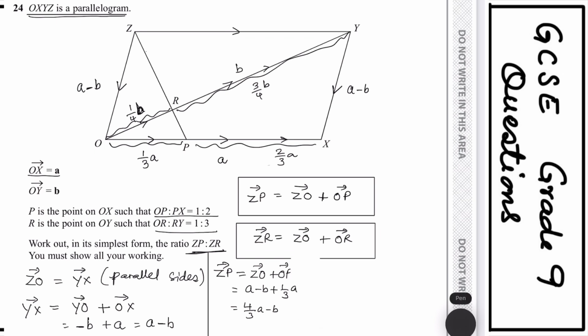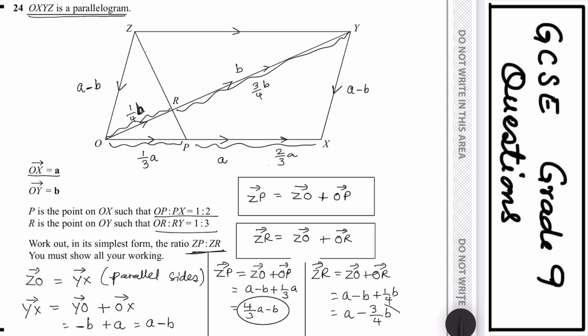And now we are going to find ZR using ZO and OR quantities. So ZO is A minus B, and plus OR is a quarter of B, and simplify both B terms now. So it is A minus 3/4 of B. So ZR is A minus 3/4 of B.